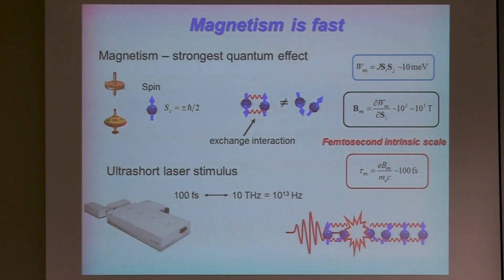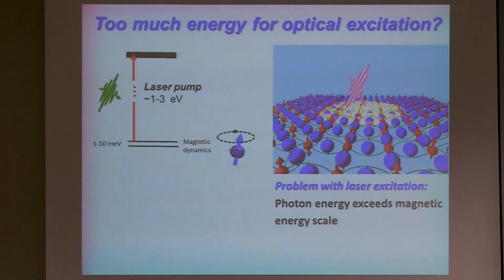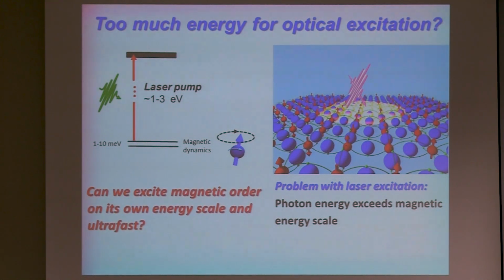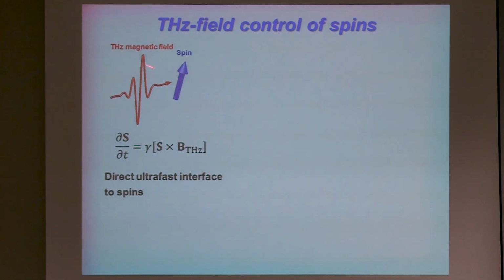However, while being very fast, there is a certain drawback with control by an ultra-short laser pulse. The photon energy exceeds the energy scale of magnetization dynamics by a few orders of magnitude, meaning that the largest part of the laser energy is idle with respect to the spin control. It would be much more energy efficient to find a way to control the magnetic system simultaneously ultrafast, but also on its own energy scale. And the millielectron volt energy corresponds to terahertz frequencies, or picoseconds in the time domain. Therefore, the terahertz magnetic field has been identified as the most direct interface to a spin.